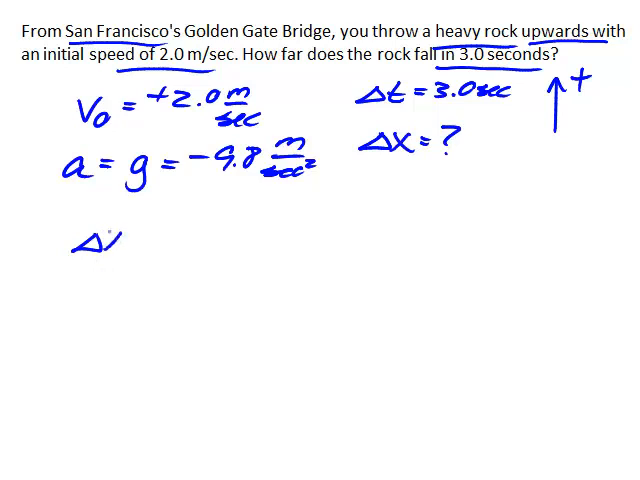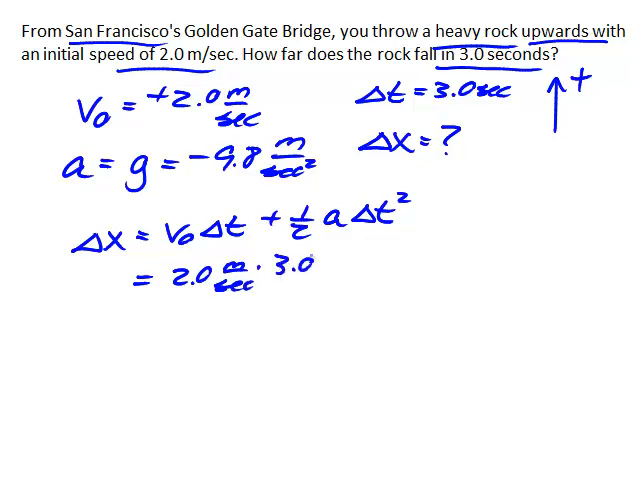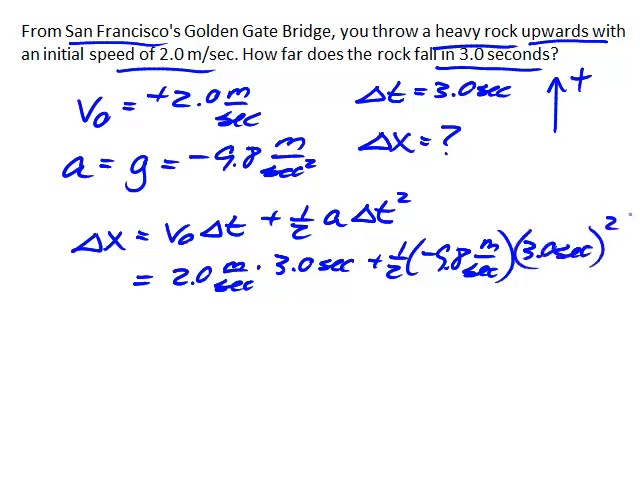We can now use our equation. Delta x equals v naught delta t plus 1/2 a delta t squared. And we have an initial velocity. We have an acceleration that's not zero, so we have to use the full-blown equation. 2.0 meters per second times 3.0 seconds plus 1/2 times negative 9.8 meters per second squared times 3.0 seconds squared.